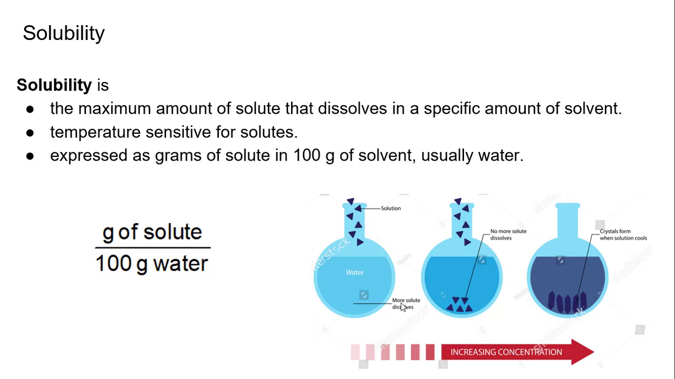So let's cover what solubility means. Solubility is the max amount of solute that dissolves in a specific amount of a solvent. So let me clear up what this definition means.